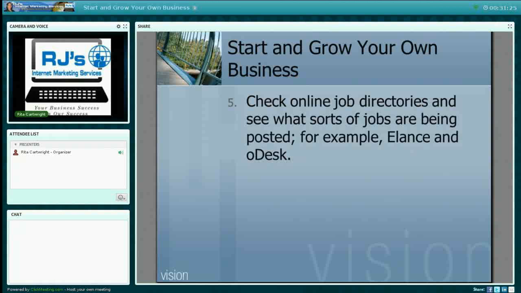Check online job directories and see what sorts of jobs are being posted. For example, Elance and oDesk, and I believe it's elance.com and odesk.com. Also see what type of services are being asked for in online job markets such as Snagajob and Workopolis. And remember, we're discussing how to make your business different. So find out what the clients are not getting, and as well what they are asking for.